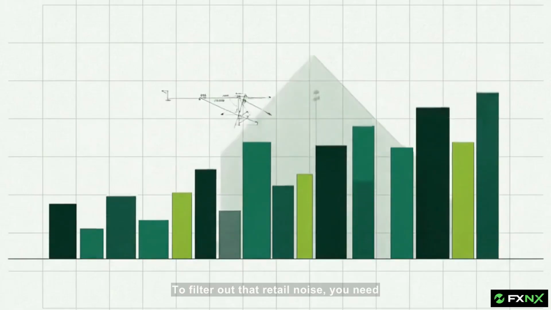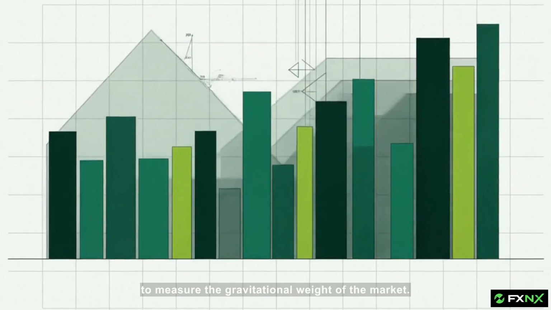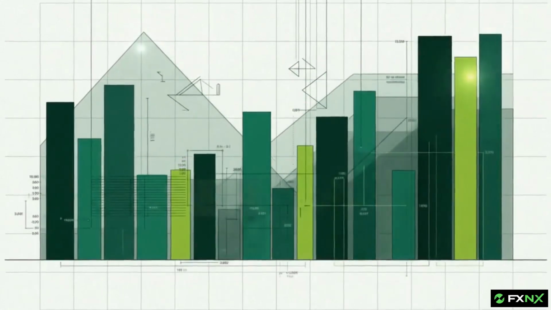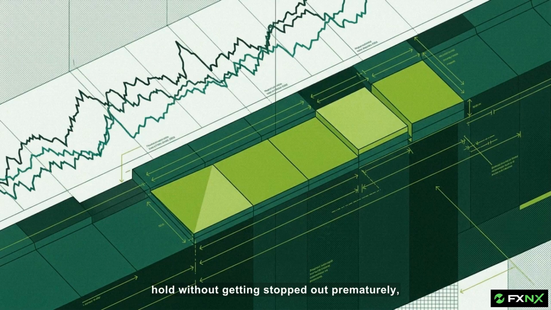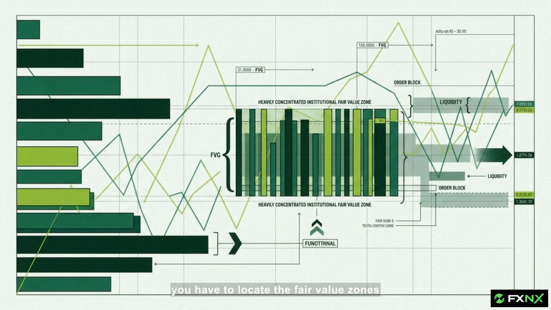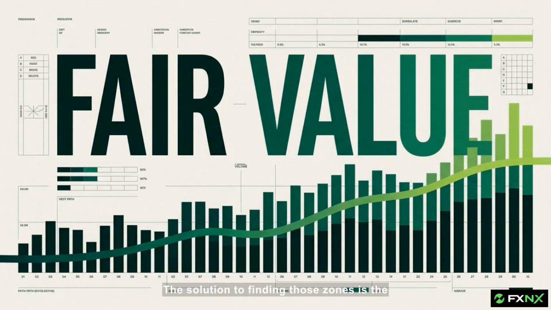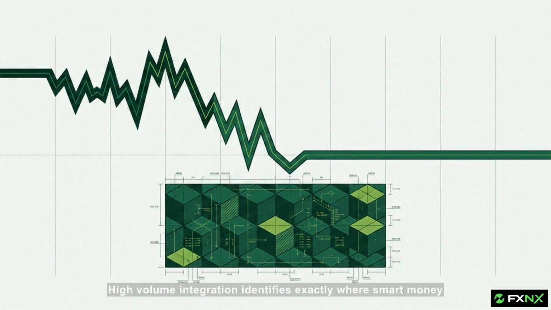To filter out that retail noise, you need to measure the gravitational weight of the market. That weight is volume. If you want to survive a multi-day hold without getting stopped out prematurely, you have to locate the fair value zones where heavy institutional volume is actually clustered. The solution to finding those zones is the volume-weighted average price, or VWAP. High-volume integration identifies exactly where smart money is stepping in to defend a position.